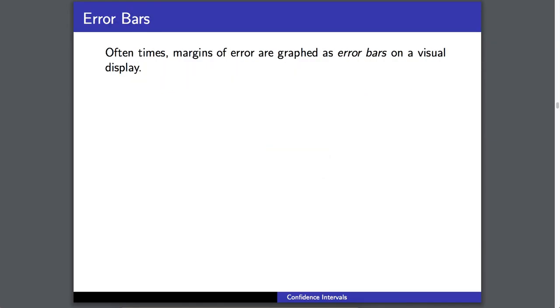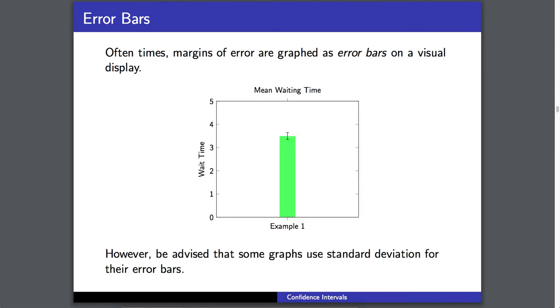So, all right. Oftentimes, the margin of error, the 0.147 that we looked at in the last example, is going to be graphed as what are known as error bars on a visual display. So, for instance, here I have a bar graph for example 1. I didn't really think of what to label it, so I could have labeled it hospital here, but whatever. Our mean waiting time is the height of the green bar. So, the height of this green bar is at 3.5.